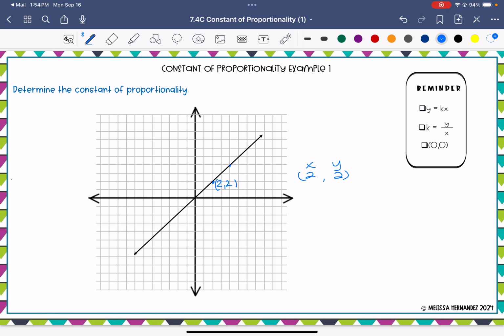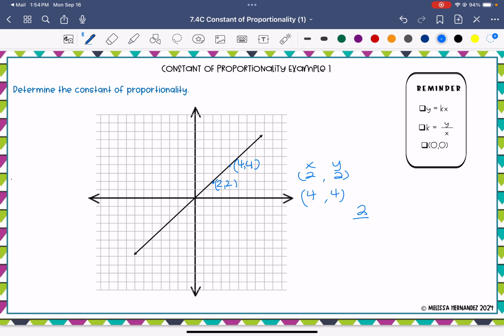The other ordered pair I got was 4, 4. X is 4 and then Y is 4. Okay, so let me label it right here on the graph. Now, as I said, you can create a table, which is kind of what I've done. And so what you're looking for is your Y over X.